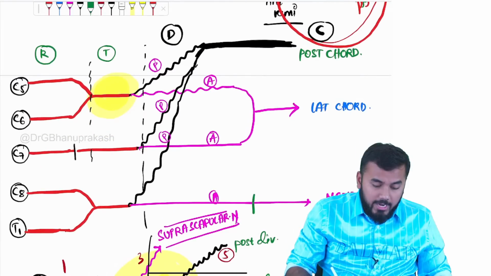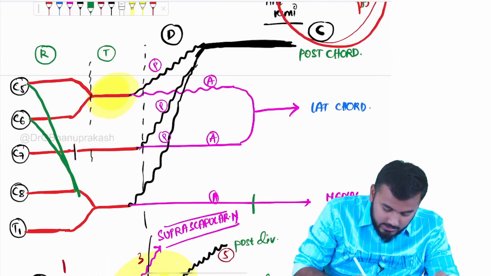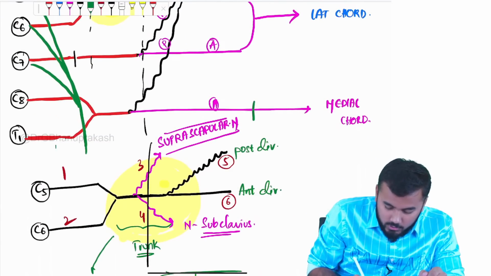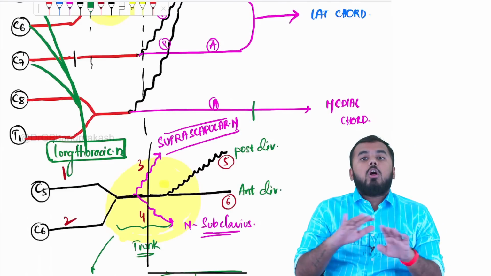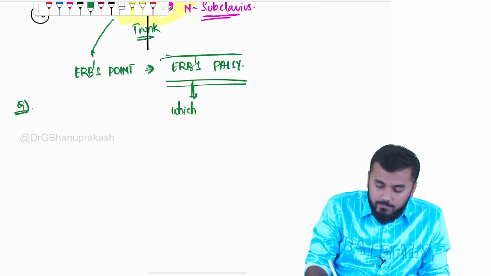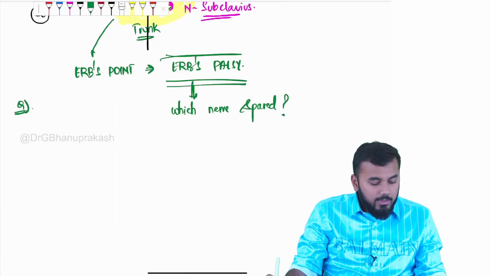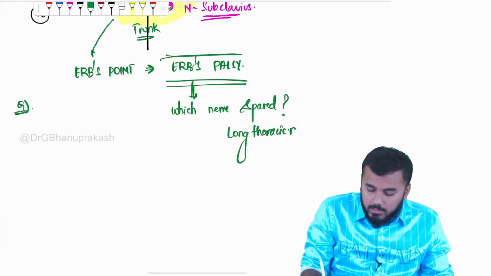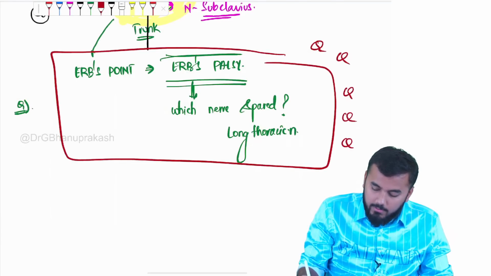You have got a nerve. What is that nerve? Anyone? From C5, C6, C7, you get a nerve like this, and this nerve is called the long thoracic nerve. So the long thoracic nerve is not at all disturbed. So the question they ask is, in Erb's palsy, which nerve is spared? Yes, the nerve spared in Erb's palsy is your long thoracic nerve. This is a very, very important MCQ.